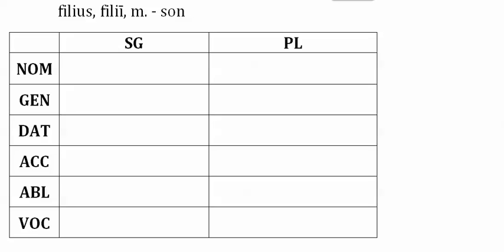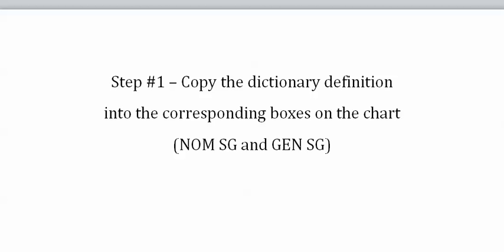Okay, I have another example of a second declension masculine noun, filius, filii, masculine, which means son. All right, let's go back to step 1. Step number 1 is to copy the dictionary definition, just as it is, don't change it, into the corresponding boxes on your chart. So that's going to be the nominative and genitive singular. Let's go do that.